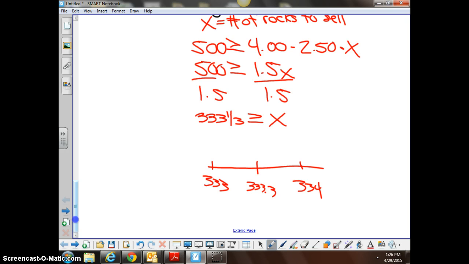No. Why? Well, I'm just graphing it. Aren't I graphing it? Yeah, but your graph is inconsistent. What do you guys want me to do? You don't like my graph? What's wrong with it? Justin, what's wrong with it? You can't sell a third of a rock. So you have to round it up to 334? Yeah. So we're not cutting rocks in half.